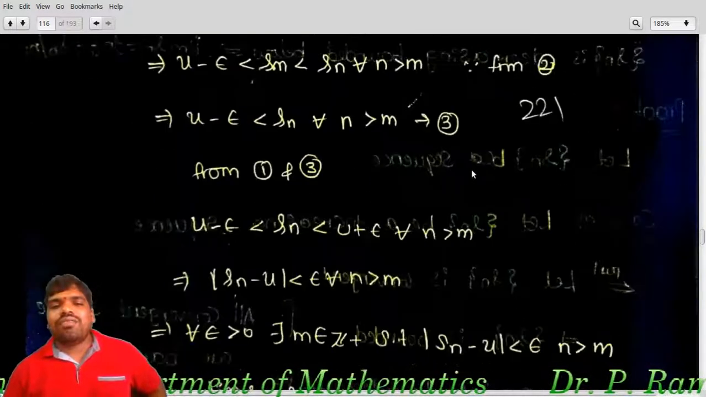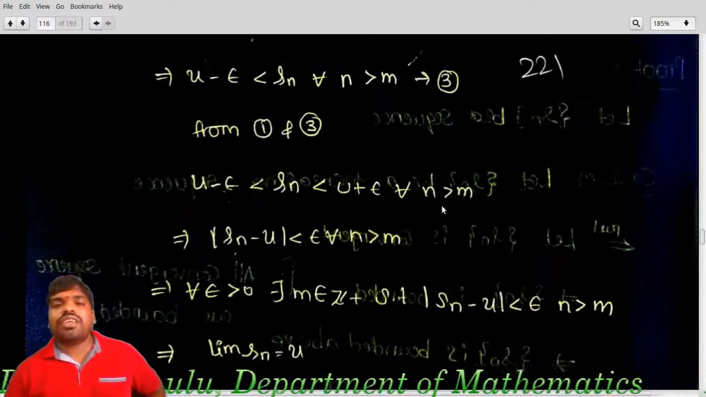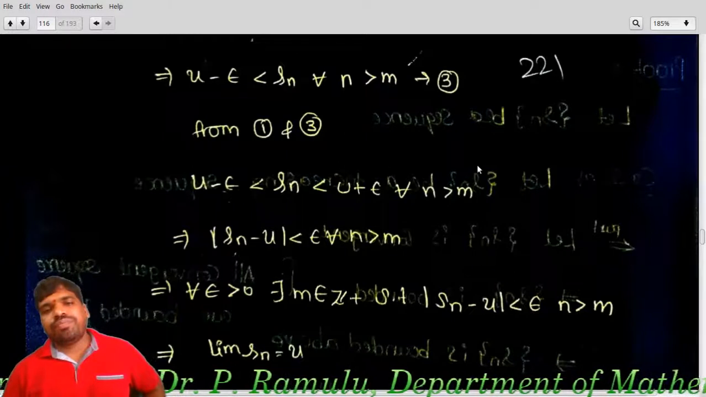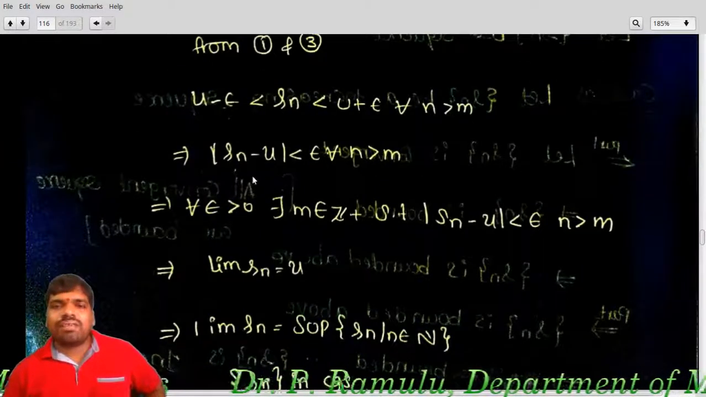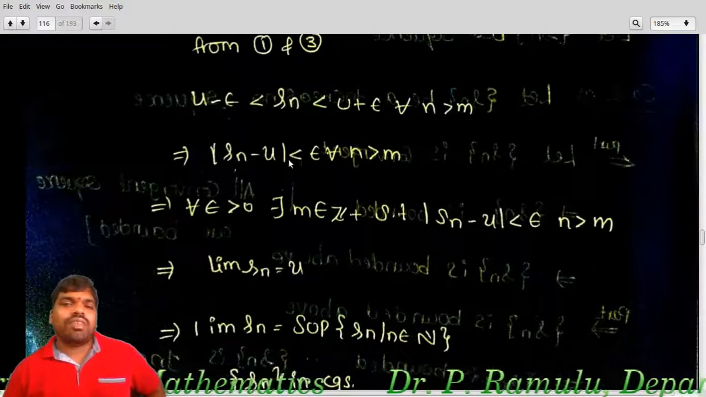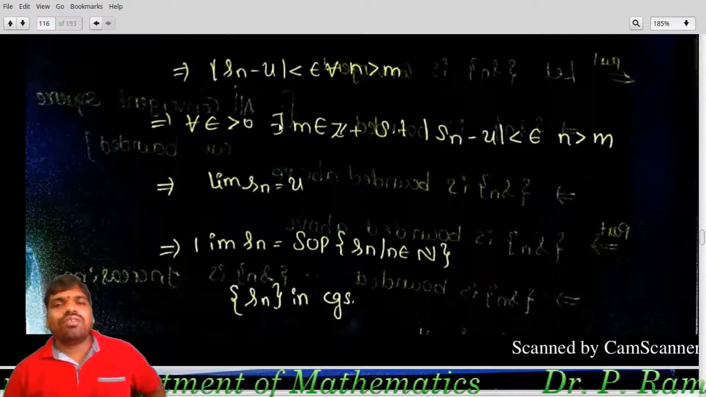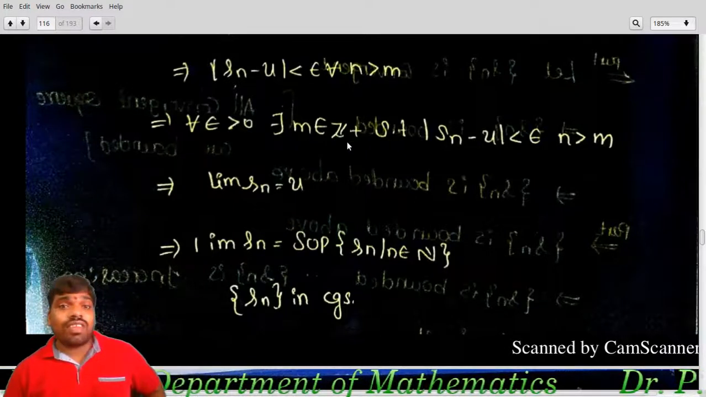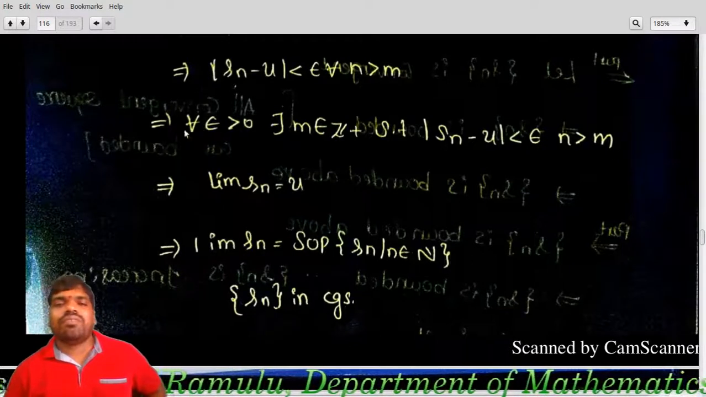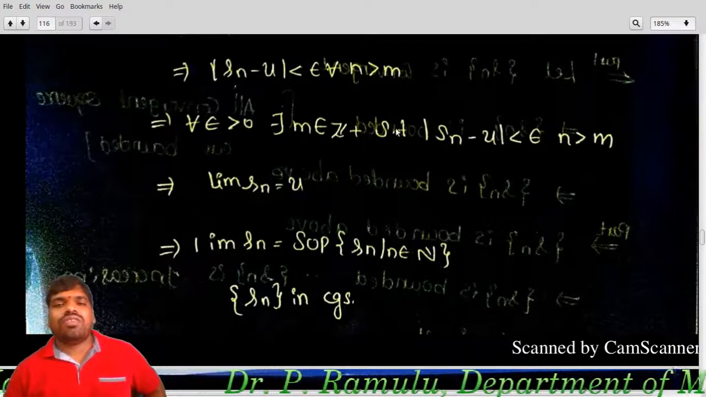From 1 and 3, we have u minus epsilon is less than Sn, is less than u plus epsilon for all n greater than m. That is, mod Sn minus u is less than epsilon for n greater than m. This implies for every epsilon greater than 0, there exists m belonging to Z plus such that mod Sn minus u is less than epsilon for all n greater than m, which is nothing but lim Sn is equal to u.